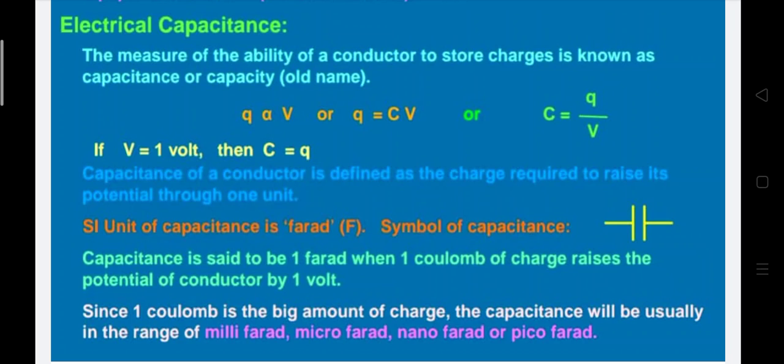Dimensions. Dimension of capacitance is coulomb upon volt. Dimension of coulomb is current into time, AT, and volt is joules per coulomb, that is newton into meter upon second, that is M L square T raised to power minus 4 A square. So the dimension of capacitance is M raised to power minus 1 L raised to power minus 2 T raised to power 4 A raised to power 2.